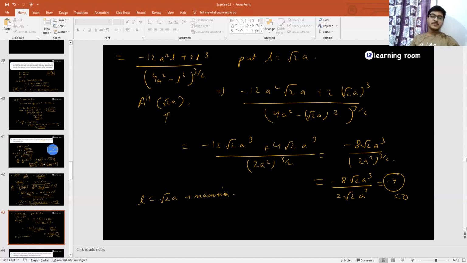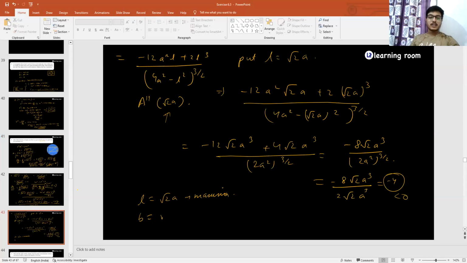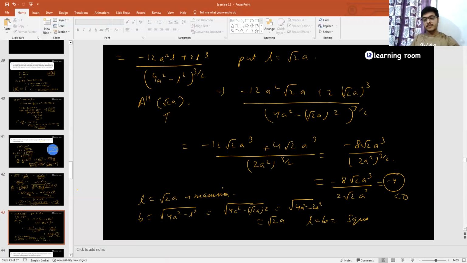And what was my breadth? Breadth was under root of 4a square minus l square. Find the breadth from there. Under root of 4a square minus (root 2 a) whole square, so it will be under root of 4a square minus 2a square, so it will be root 2 times a. That means l is equal to b. This is a square having maximum area. Agree or not? Tell me.